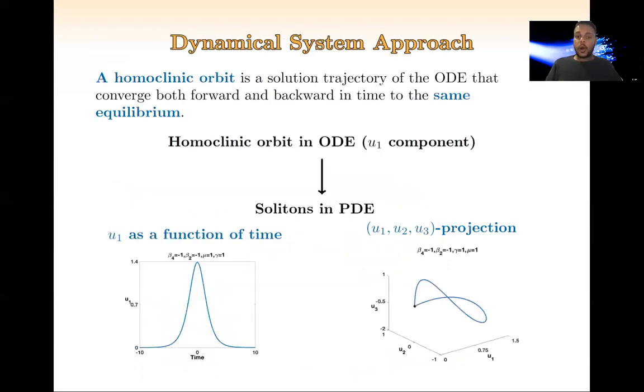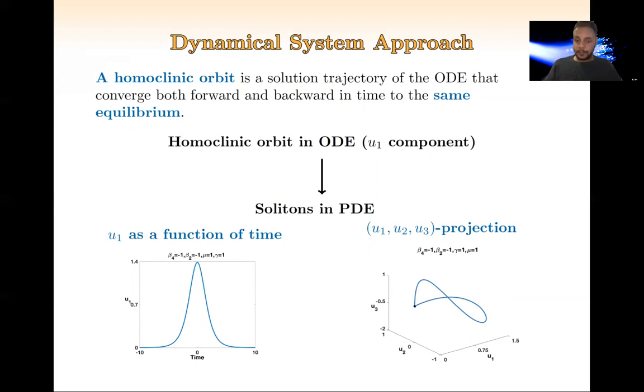A homoclinic orbit, or a homoclinic solution, is a trajectory of the ODE that converges both forward and backward in time to the same equilibrium of the ODE. Therefore, finding new homoclinic orbits of the ODE is the same as finding new solitons in the PDE. So from this moment onwards, you can consider any homoclinic orbit we are going to find as a soliton of the PDE.